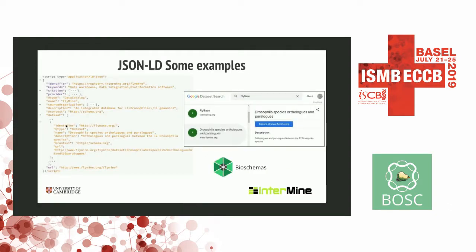This is an example of JSON-LD for the data catalog. It's just to show that, for example, this is the situation for FlyMine, the other mine that we maintain in-house. There is a collection of data sets. Here I just showed the data set FlyBase. What happens now if you search in Google Dataset Search for FlyBase, you also get FlyMine as a secondary data source.